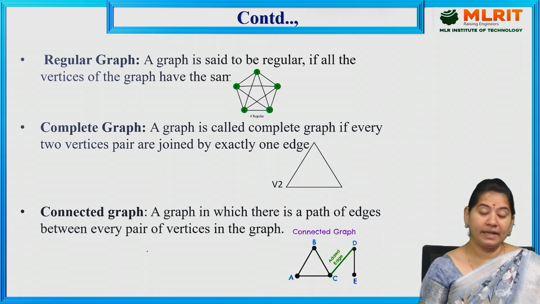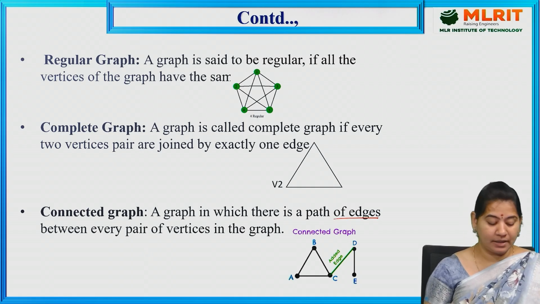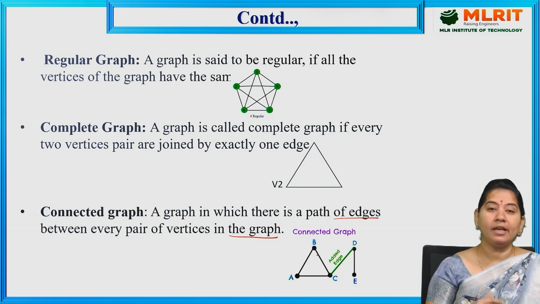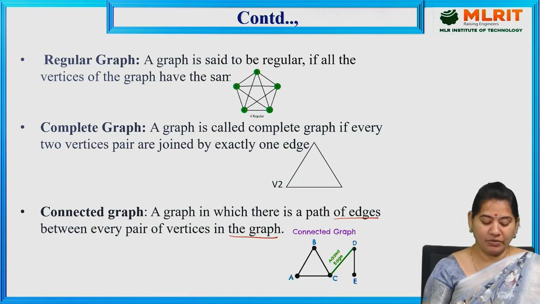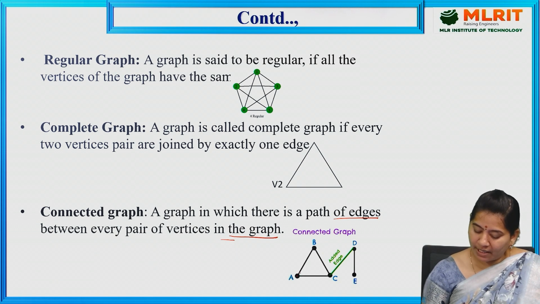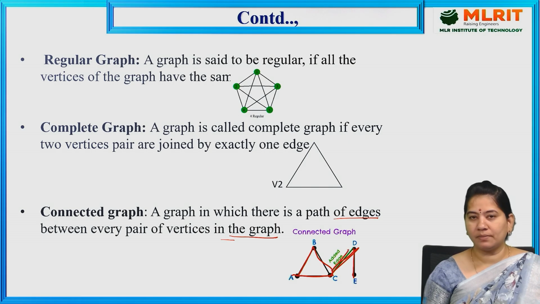Next we have connected graph. So what is meant by connected graph here? A graph in which there is a path of edges between every pair of vertices in the graph. So there is a path from one vertex to another vertex. Like that, between every pair of vertices you should have. So here if you observe, vertex A, B, and this is C. Now this is D to E. So from C to D I have one path. So if I have C to D, then only I am able to go from D to E.